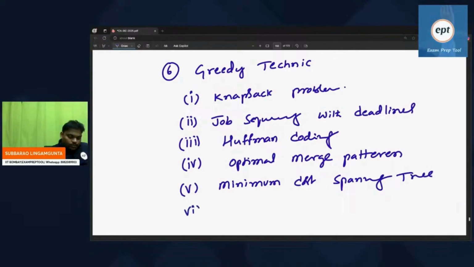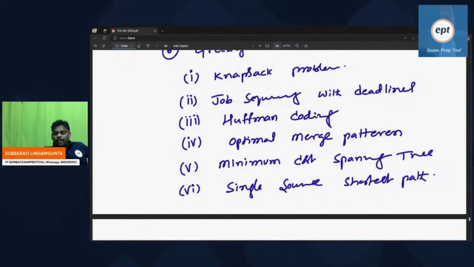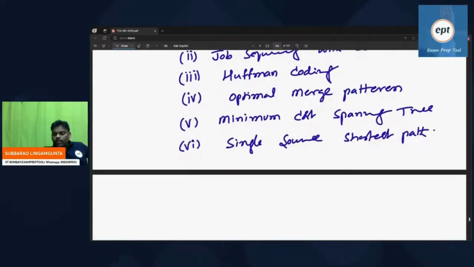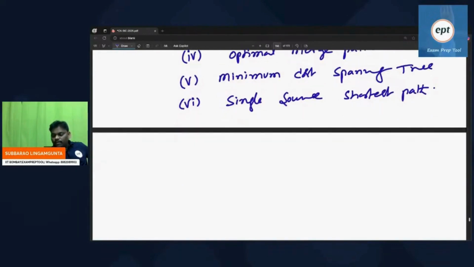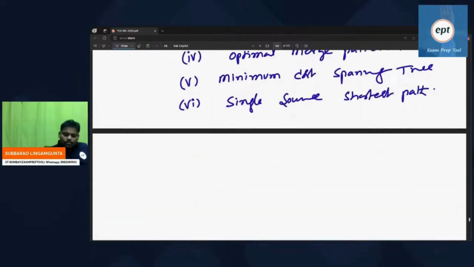Sixth one, single source shortest path. This is the sixth chapter, greedy technique: knapsack problem, job sequencing with deadlines, Huffman coding, optimal merge pattern, minimum cost spanning tree, single source shortest path. These are the 6 techniques, 4 plus 2. Go to the next one, seventh one, dynamic programming.